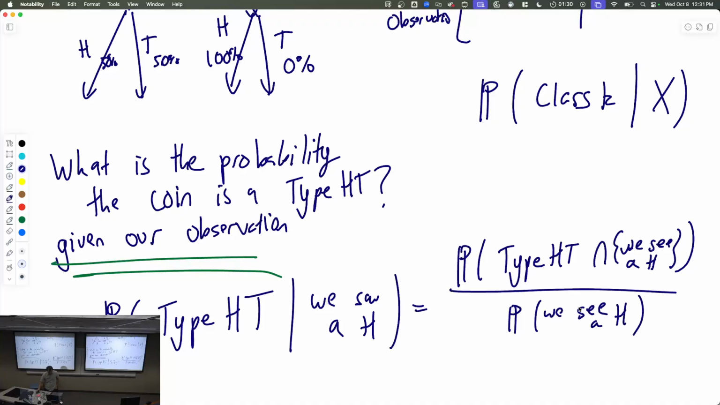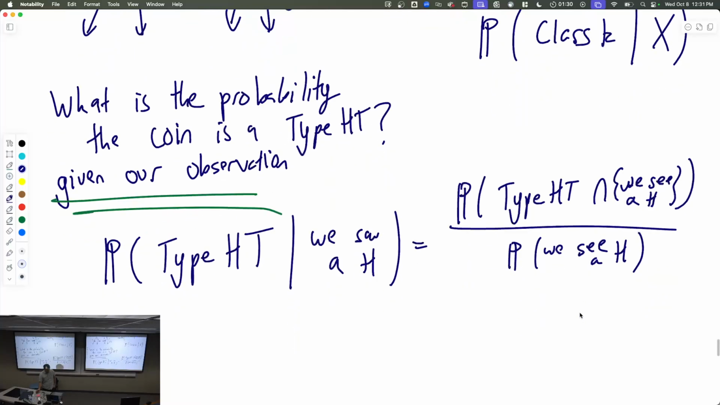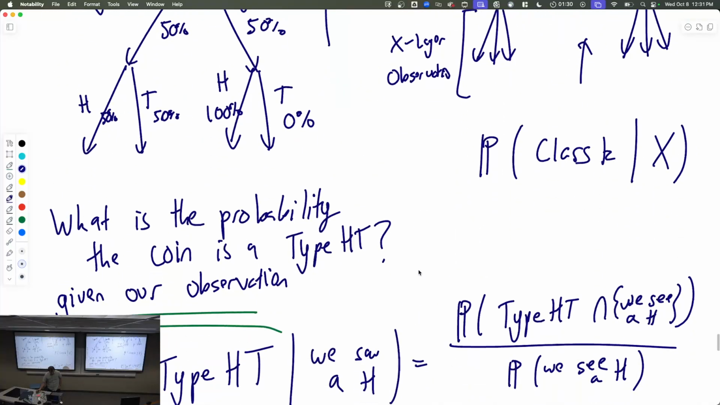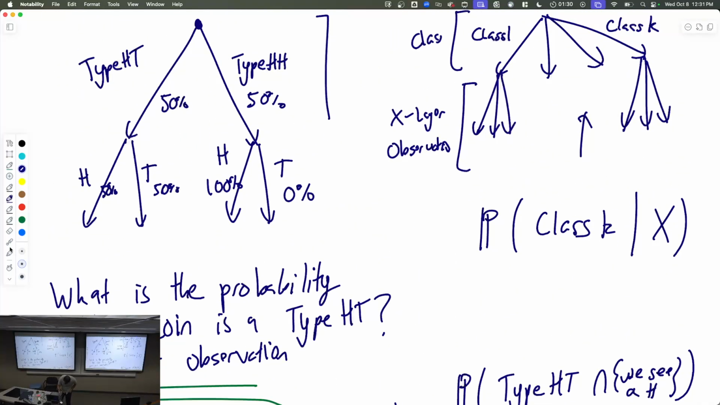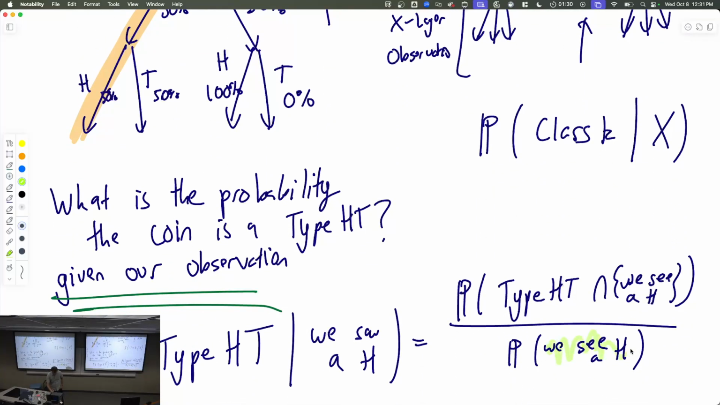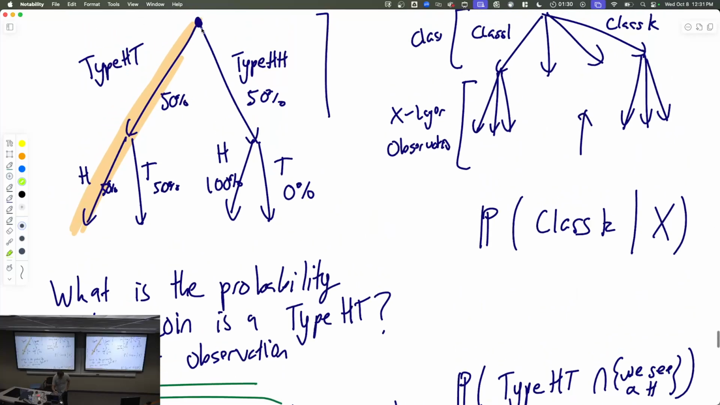And the thing is, on the bottom, there are many ways we can see a heads. We can see it from a type heads-tails coin, or a type heads-heads coin. So to count this, we can look at our probability tree, and we can say type heads-tails and a heads is this thing. That's the top of the tree. But the bottom has two ways. So seeing a heads is actually two different ways. It can go like this, or it can go like this. So it's the ratio of those two things.